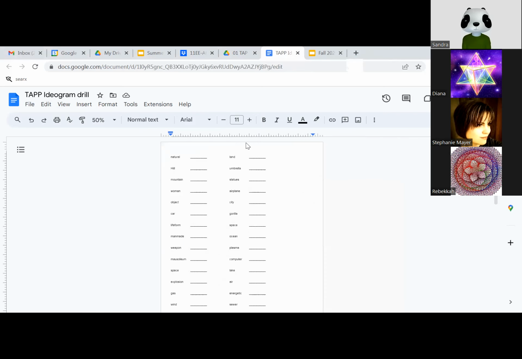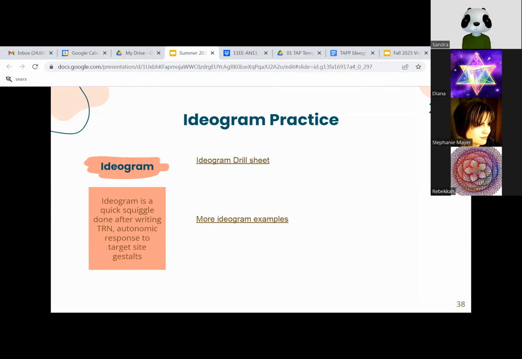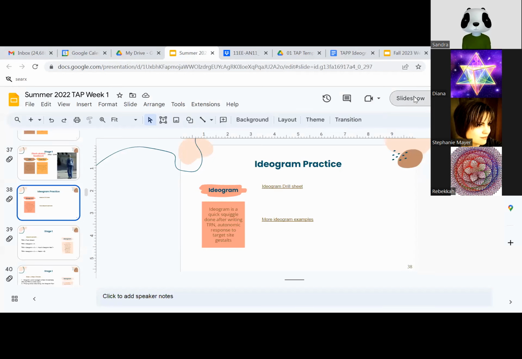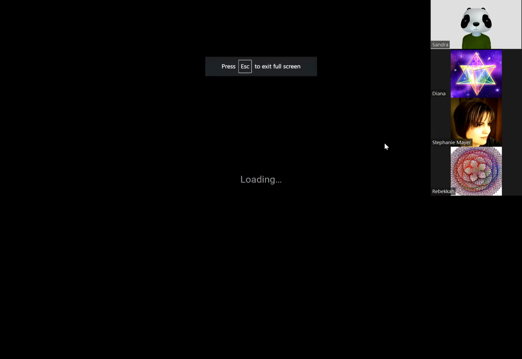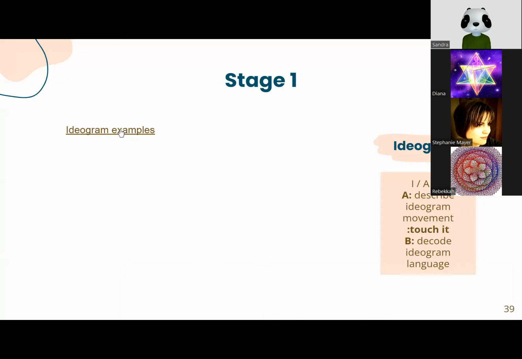Great. So you'll get ideogram drill worksheets to print up and do, and just move through it literally within 45 seconds. That's as long as it will take you to do. Let's see, slideshow again. Let's see, moving on. Ideogram examples. I showed you both examples.